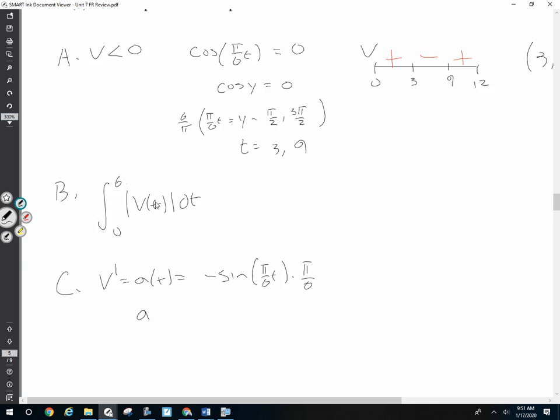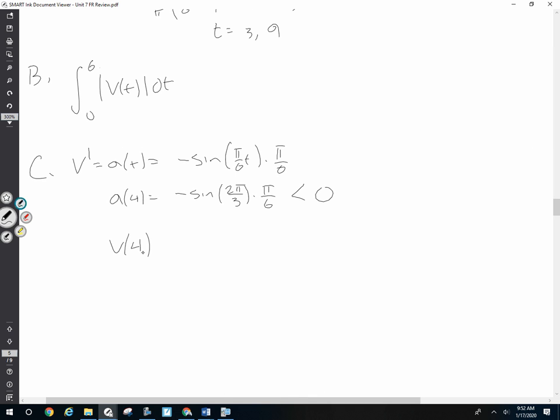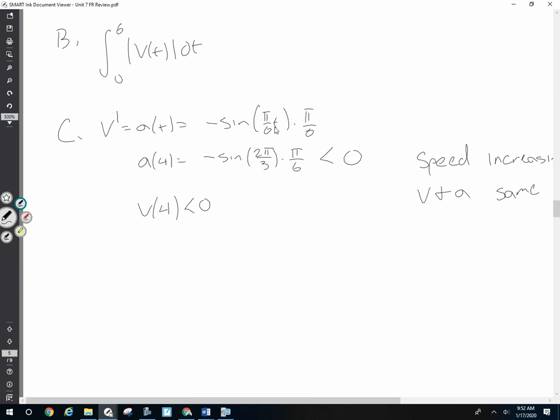A of 4 is negative sine of 4 pi over 6, which is 2 pi over 3, times pi over 6. Sine of 2 pi over 3 is positive. I got a negative. I just know that's negative. Okay? I know that v of 4 from the previous problem is negative. Velocity is negative, acceleration is negative, speed is increasing because v and a have the same sign. Okay, that's your justification. That's all you need. Do not write paragraphs you don't need to.